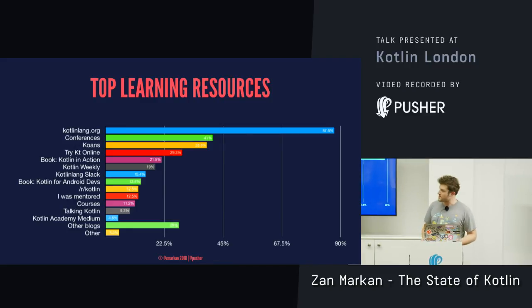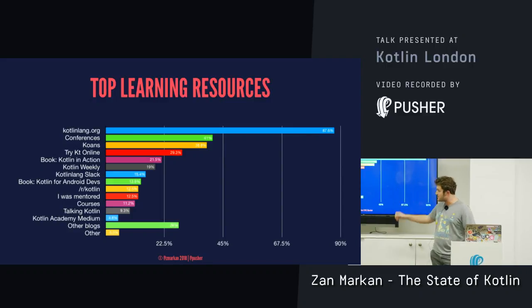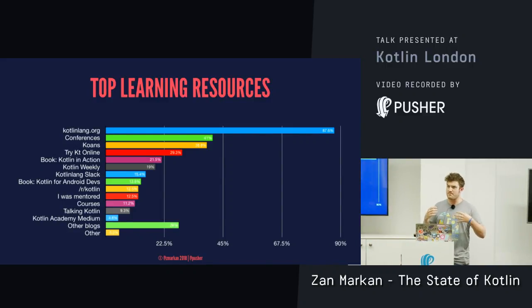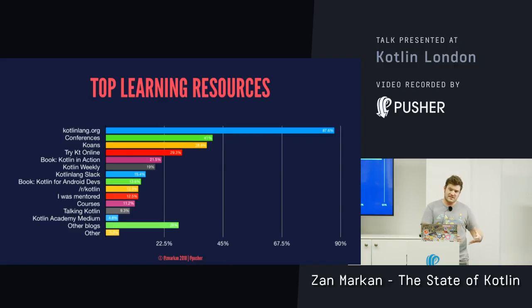I would also like to pay attention to the Kotlin Academy, which is a publication on Medium. Currently, 4.8% of respondents say they learned Kotlin from it, but I think given that they're producing so many great pieces of content, it's going to be a lot more prevalent in the following iterations.